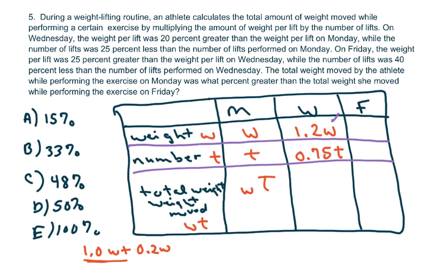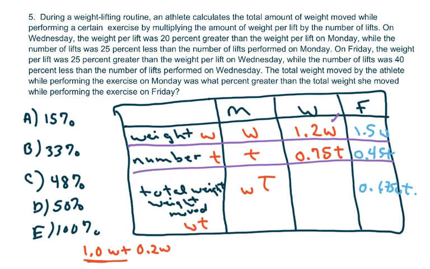All right. So let's go back and fill in our table. We get 1.5 W and 0.45 T. Now, using the calculator, we can calculate the total weight moved on Friday, and the total weight for Friday is going to be 0.675 WT. All right. Now, finally, focus on the exact wording of what's being asked.